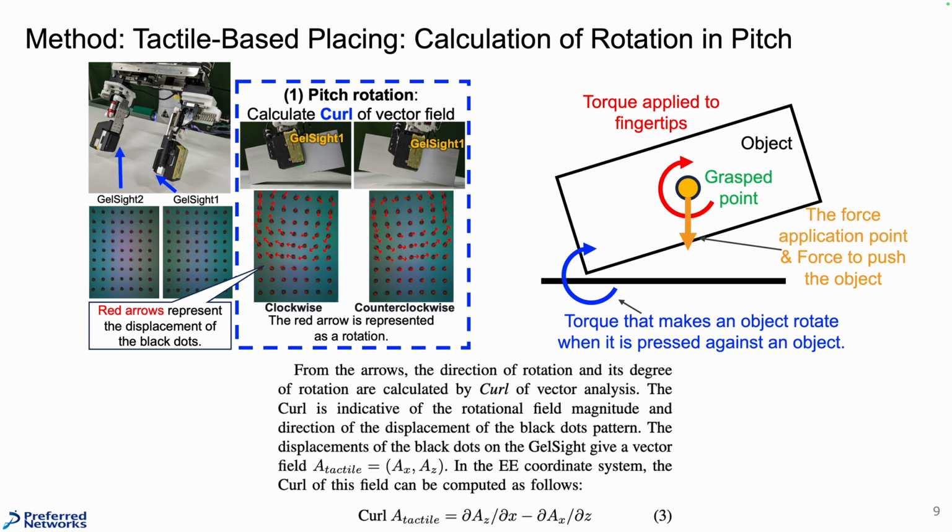This torque at the contact point on GelSight can be observed as the displacement of the black dots on GelSight. From the red arrows in the figures, when the left side of the object contacts the desk, we observe a displacement of the arrows representing the black dots on the GelSight moving in a specific rotational direction. If the right side of the object is in contact instead, the arrows exhibit the opposite rotational movement.